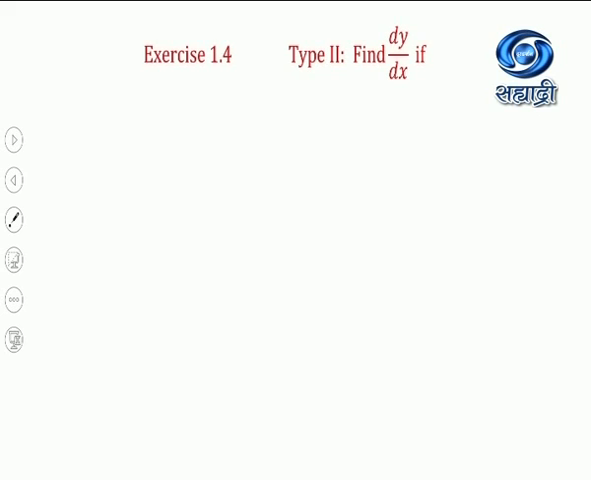Now we are going to see exercise number 1.4, type number 2. Find dy by dx if what is given? Number 1, x equal to t square plus t plus 1.